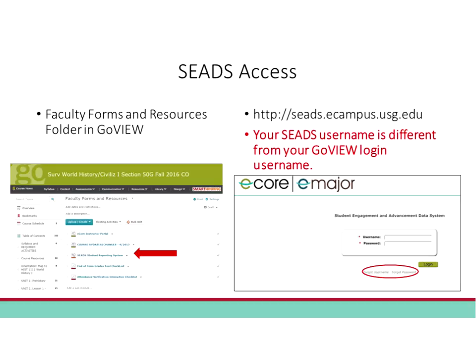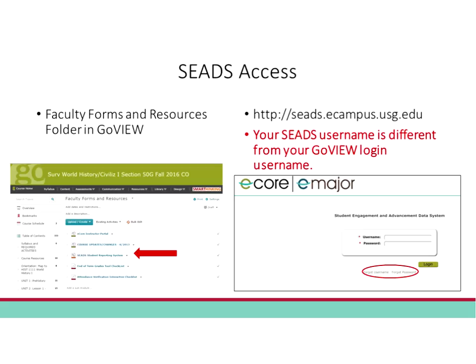And so when it's time for you to use SEADS, to access it, you can go inside of your course. If you look in the content, there's the Faculty Forums and Resources folder, typically the last one in that content area, and there's a link to SEADS in there. That will take you to the login page. You can bookmark that login page, or you can just type in the URL.